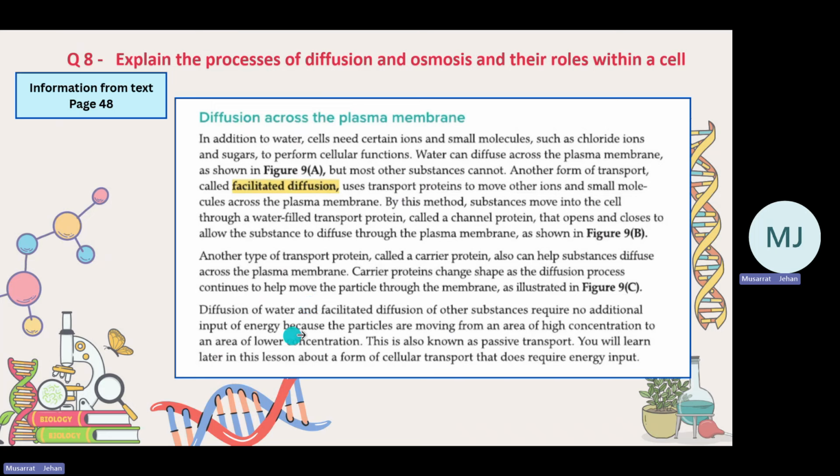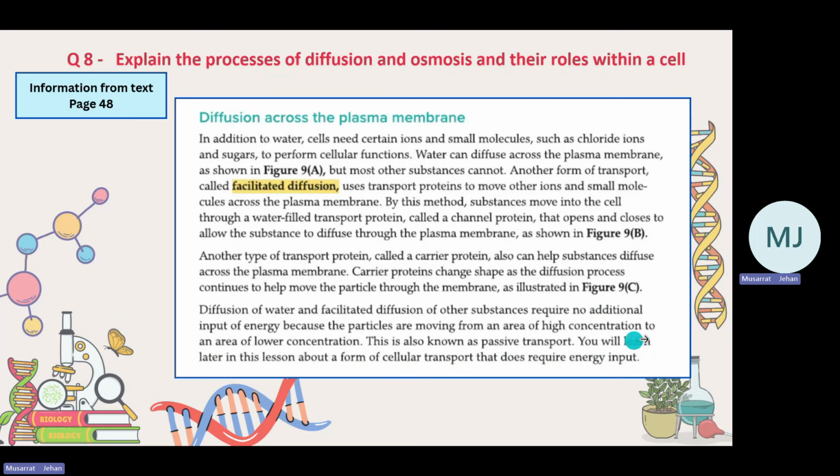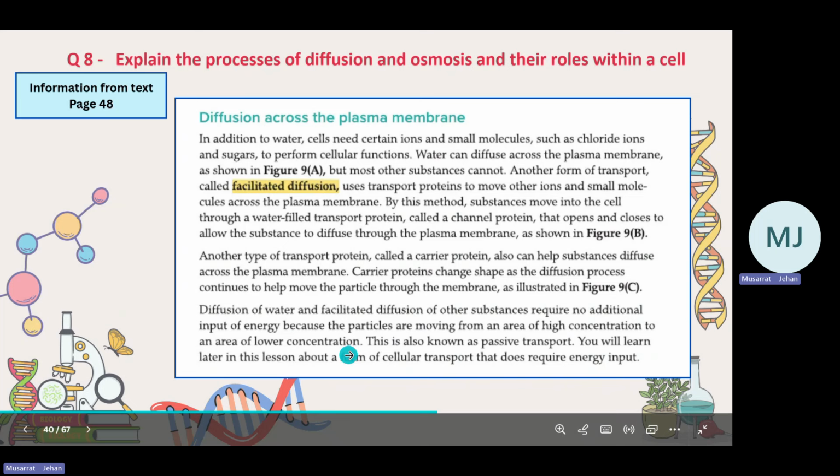Diffusion of water and facilitated diffusion of other substances require no extra energy, because the particles are moving from high concentration to low, along the concentration gradient. We use the word gradient. So this is known as passive transport. They don't need extra energy.